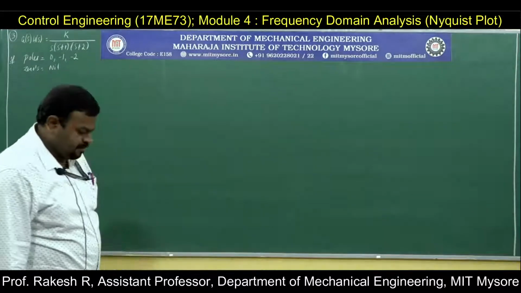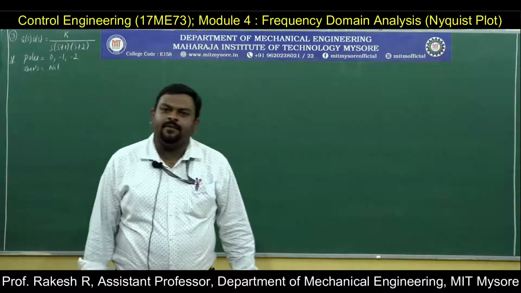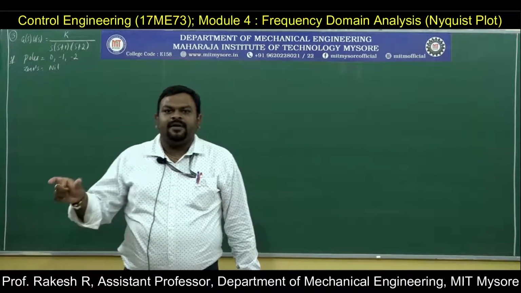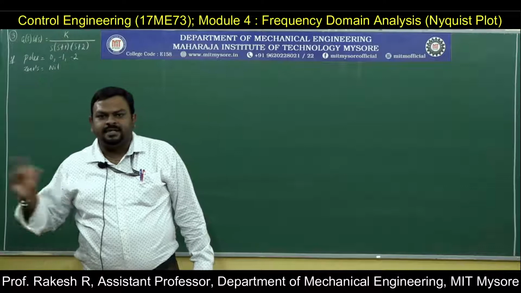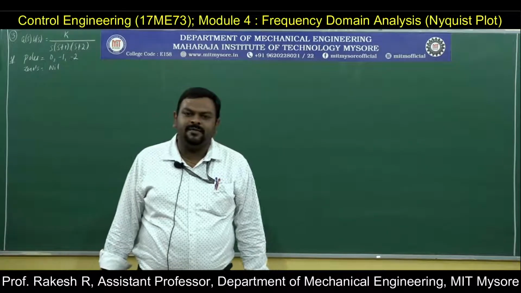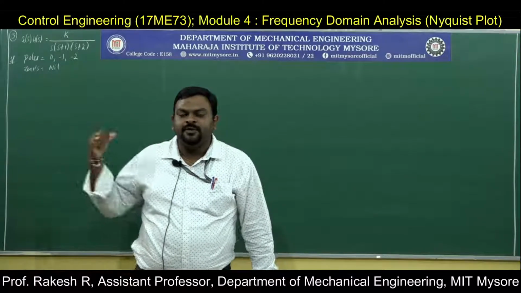Nyquist plot in s plane. According to the Nyquist criteria, the encirclements about the critical point minus 1 plus j0 will be equal to the number of poles on the right hand side of the s plane. So encirclements about the critical point minus 1 plus j0 will be there in the G(s)H(s) plane, and poles at RHS will be in the s plane.